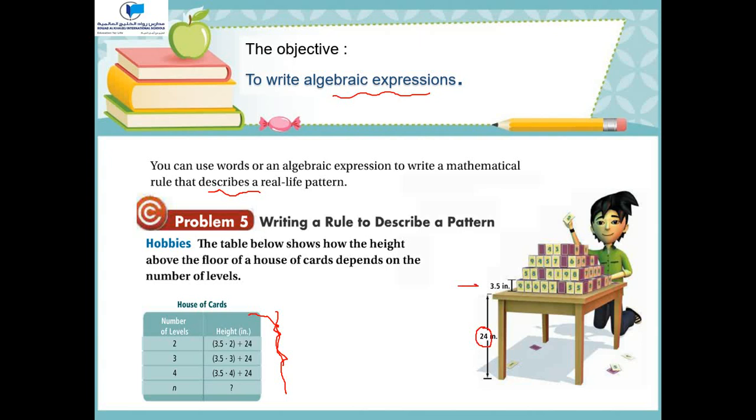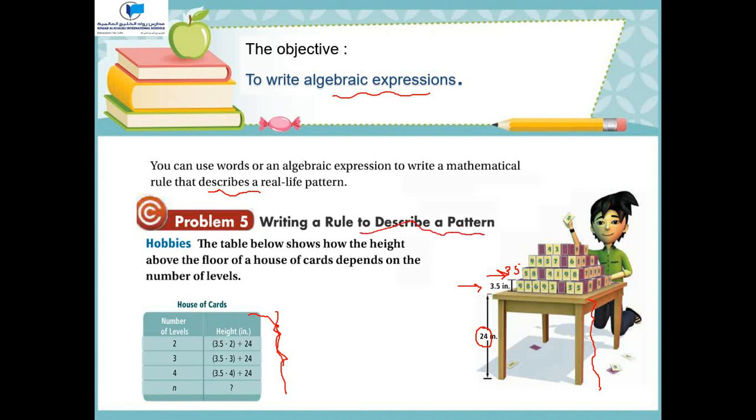Now the second floor is given here, represented by the height of the card times 2 plus 24. So this is the second floor. The third floor is 3.5, that's what they gave us. So in each floor, I must put the height of each card times the number of levels, and so on. Now, what is the general form that describes this pattern?